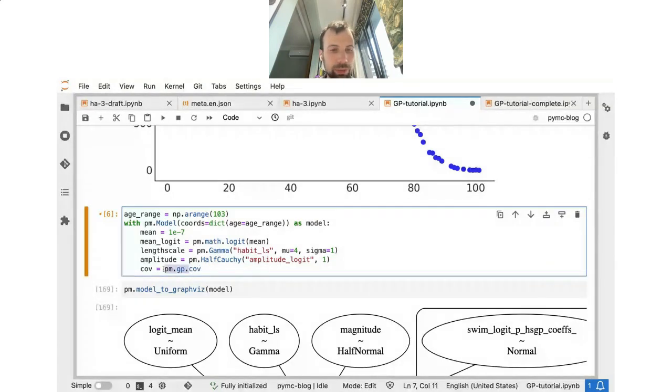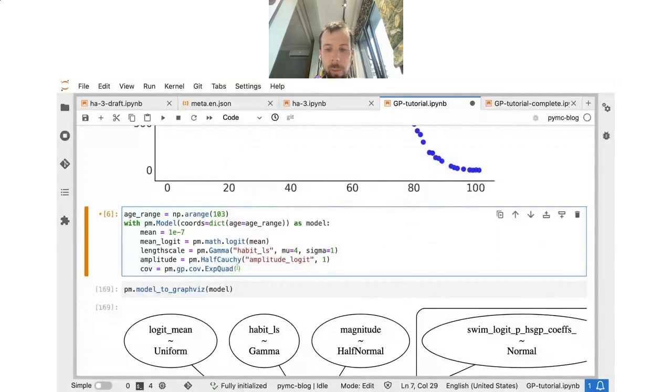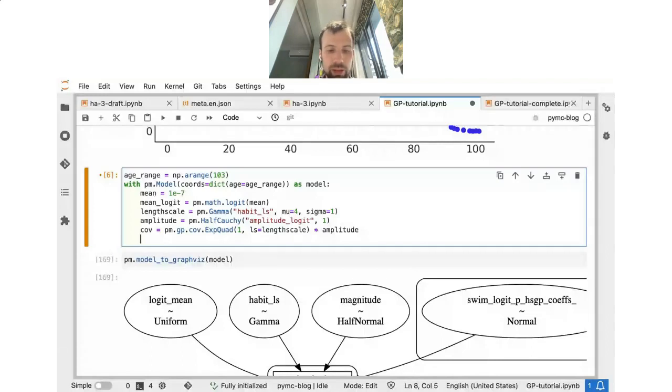Everything that relates to Gaussian processes in PyMC can be accessed as pm.gp.something. For covariance, it would be .cov. Let's use exponential quadratic kernel. So it is the same as RBF, but with distance squared. So we need input dimensionality. So we only have one. That's our age. So length scale is our habit length scale. Put it there. And we need our amplitude as a multiplier. Right. So we are ready to specify our Gaussian process.